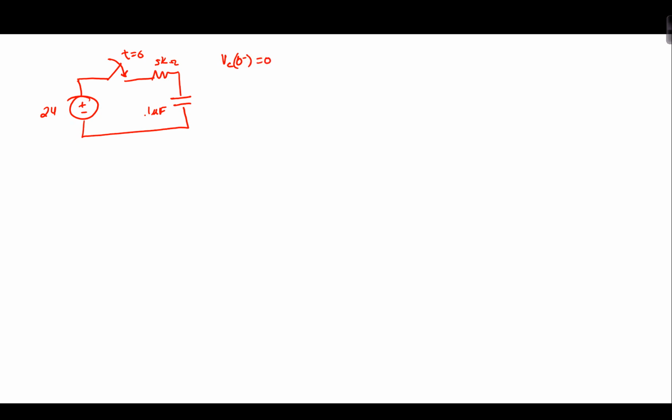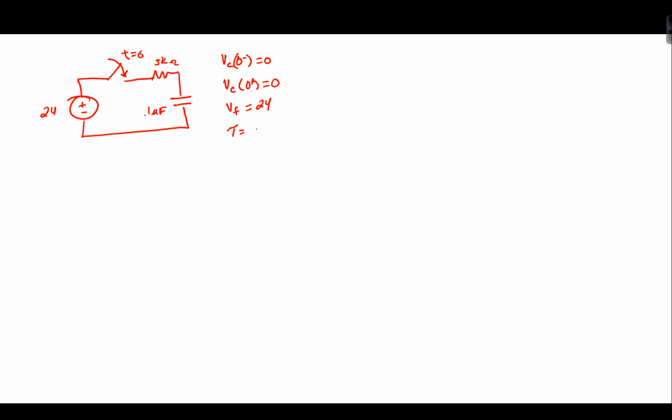In other words, there's no charge on the capacitor, which means immediately after the switch closes, there's going to be no charge on the capacitor. And it's going to charge and continue to charge until the voltage on the capacitor equals the source voltage, so that there is no voltage difference across that resistor. As long as the voltage on the capacitor is less than 24 volts, you'll have current flowing, causing the capacitor to continue to charge. So in this case here, the final voltage is going to be 24 volts.